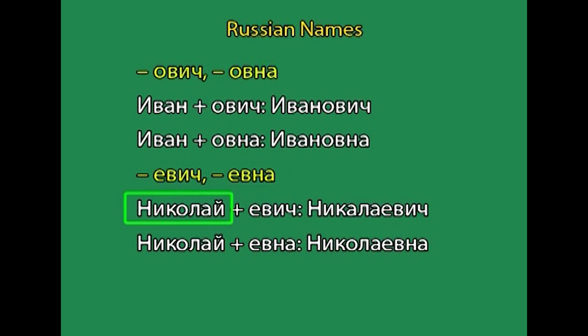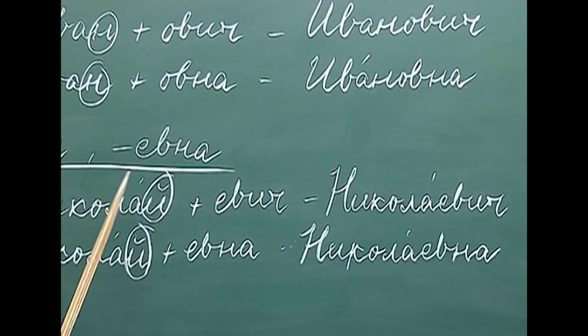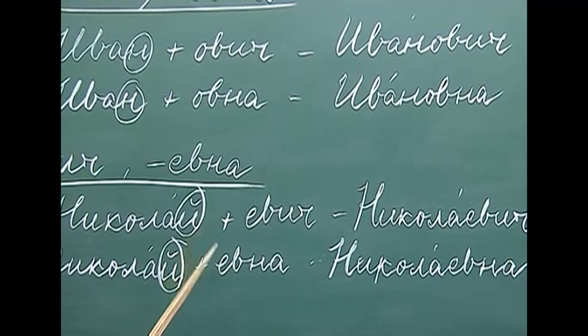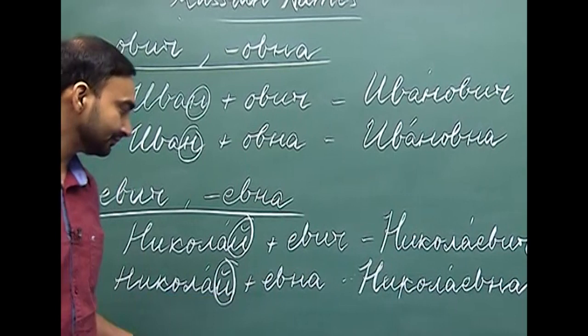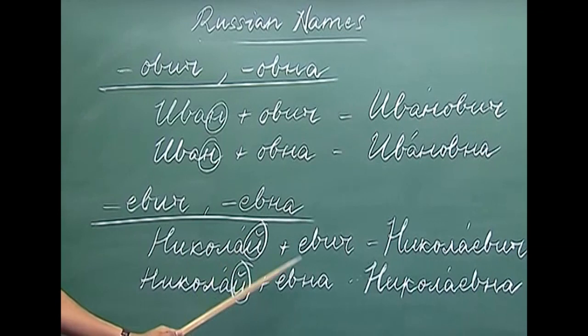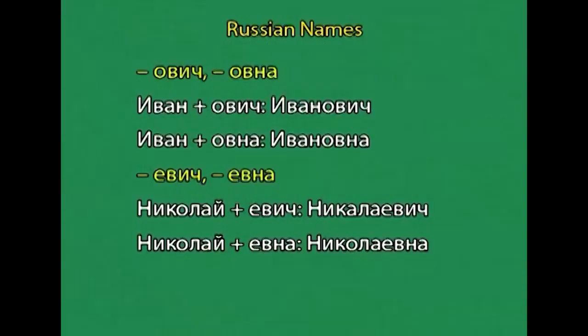For example, Nikolai. If we add the suffix -yevich, we get Nikolaevich. And if we add the suffix -yevna, we get Nikolaevna. As you can see, Nikolai ends with y kratkoye. So, if a first name ends with y kratkoye, then we add the suffixes -yevich and -yevna to get the patronymic. And one more thing to remember here is that while making the patronymic, you have to drop the ending, which is y kratkoye. So, now it must be clear to you that if a first name ends with a hard consonant, then we use -ovich and -ovna suffixes, and if the first name ends with y kratkoye, then we add -yevich and -yevna.